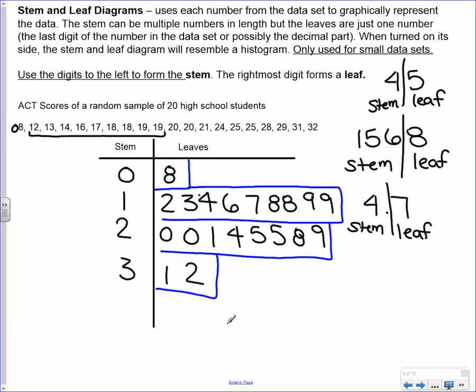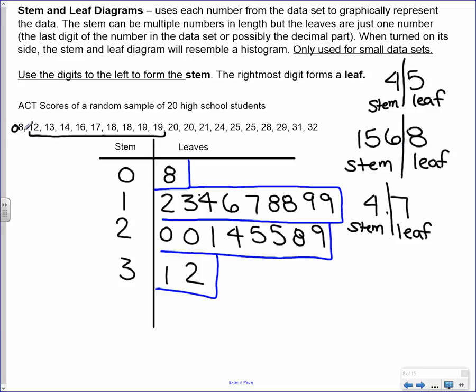So what we do here is the stem is the digit to the left, and the leaves are the digit to the right. The leaf can only be one digit. So if I'm looking at the number 45, the stem is 4 and the leaf is 5. If I'm looking at the number 1568, the leaf can still only be one digit, so 8 is the leaf and 156 is the stem.